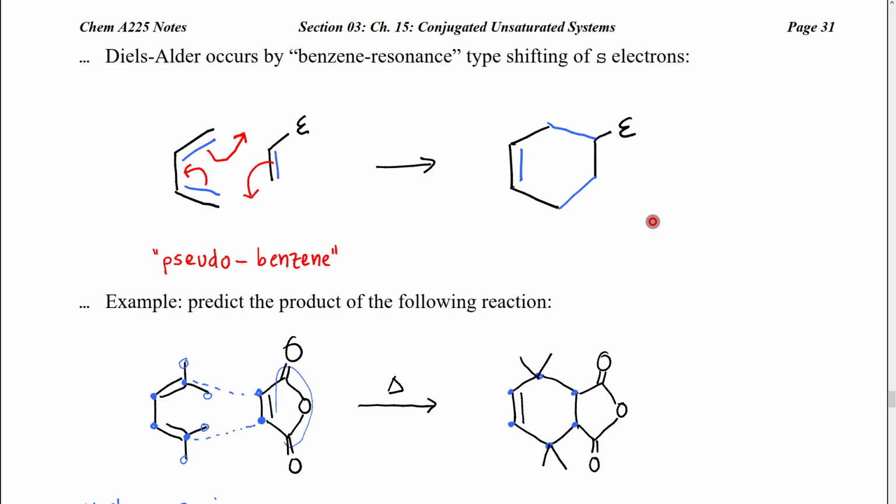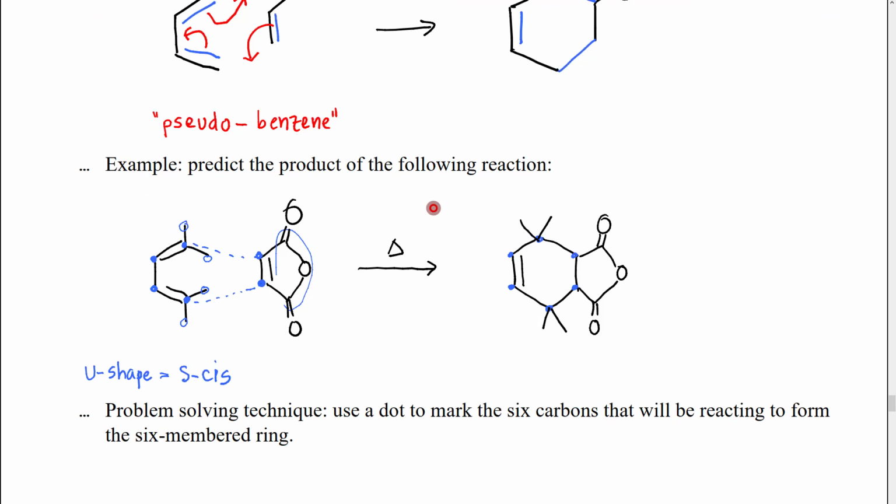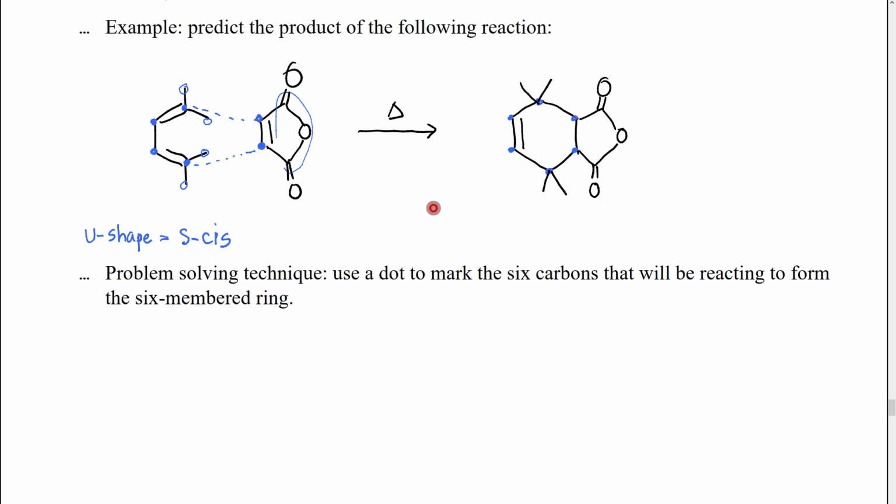So the first challenge that you're going to have is visualizing and putting together which carbons exactly are becoming connected. Where are these electrons going? One way to do it would be to just make sure that you very carefully draw out the pseudobenzene. But you do have to be careful, and I'm going to show you an example of why. Here's a predict the products problem.